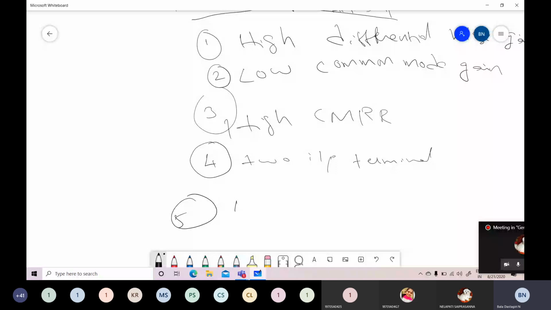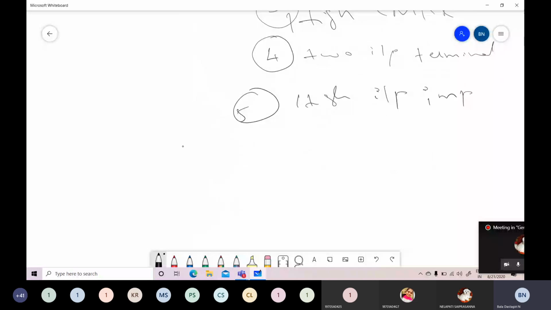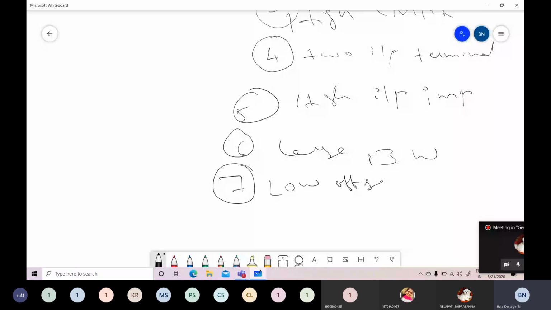The sixth one is that, in order to get better frequency response, large bandwidth is required. The seventh important point is that it should have low offset voltage. Even though we are not giving any input values, the output should ideally be zero, but in practice there will be some voltage at the output. So this output should be as low as possible. The next one is low output impedance.